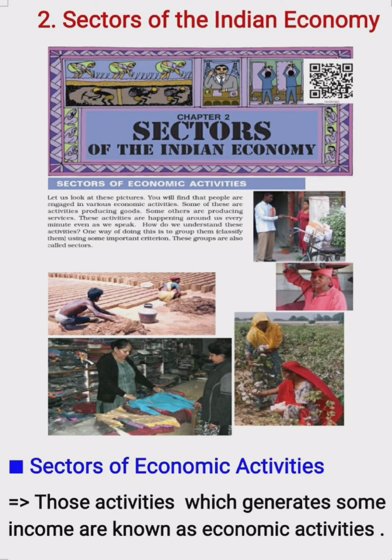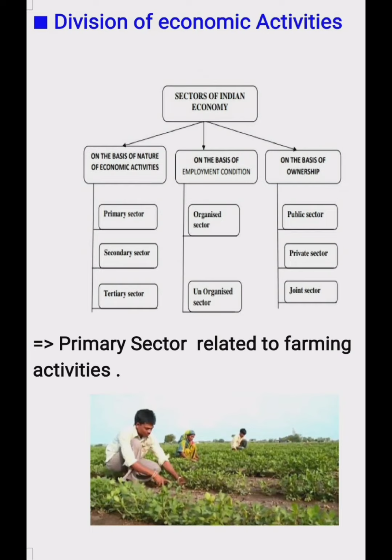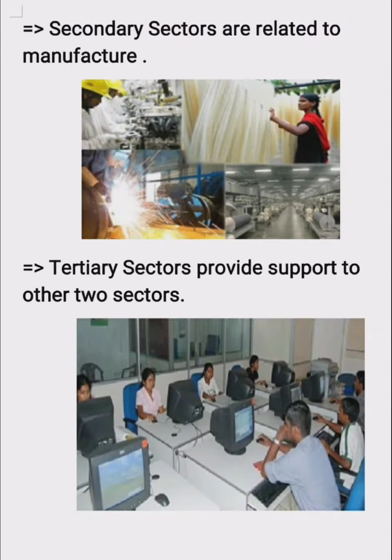The primary sector directly depends on the environment for manufacture and production. For example, agriculture, mining, farming, etc. The next is the secondary sector. The secondary sector adds value to the product by transforming raw materials into valuable products. For example, processing and construction industries.